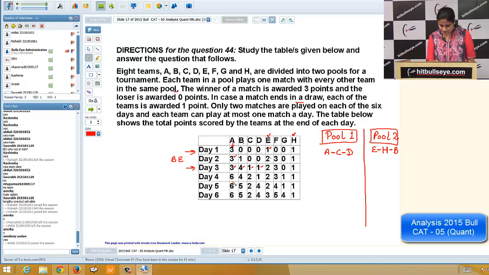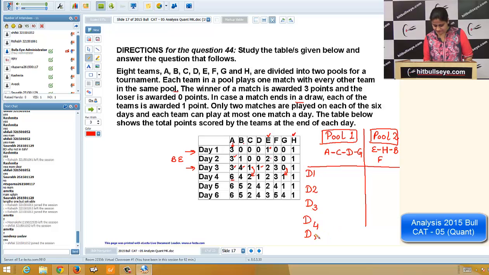Is it okay? Now coming to day 4, as you can see G is moving from 0 to 1 and C is moving from 1 to 2. It means C and G both belong to the same pool. So G will be the 4th team in pool 1 and we are left with only one team, that is F. F belongs to pool 2. Is it okay?